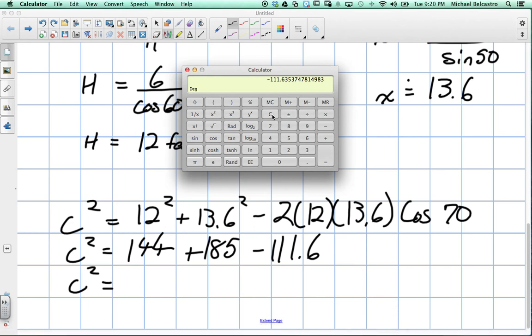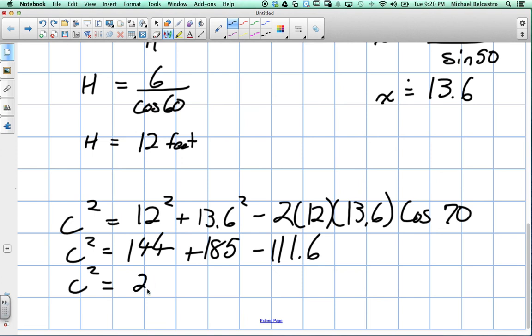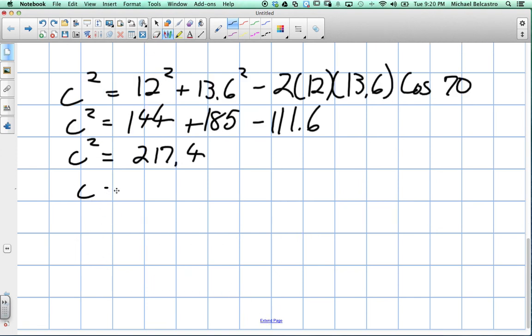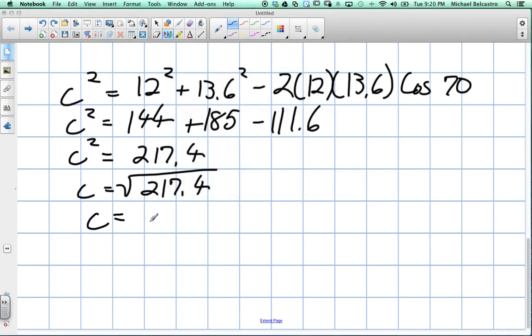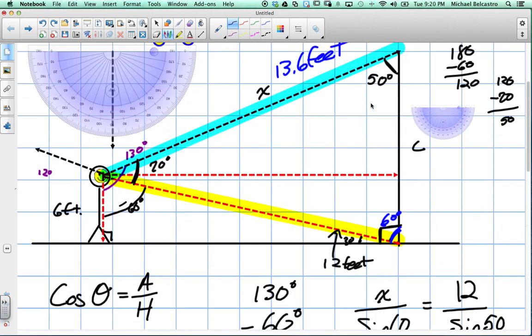So we'll go through all of these steps. I'm just going to quickly add 144 and 185, and then subtract 111.6. So we're looking at 217.4. And again, to isolate c, we need to square root it. The square root of 217.4 will equal, and this will essentially be the height of our wall, 14.74 feet.